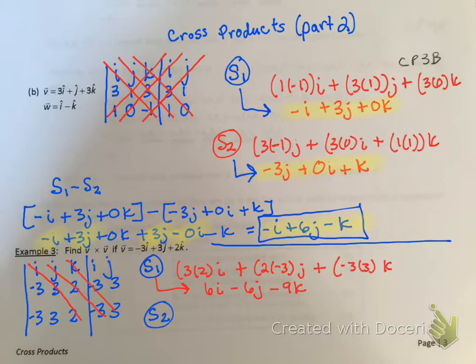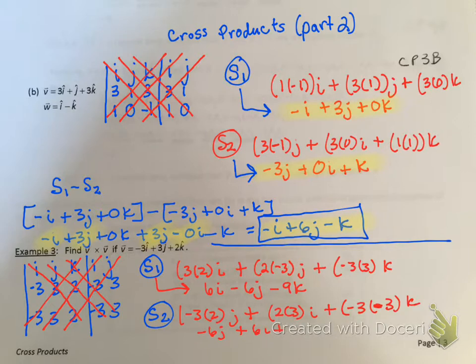Sum 2, remember we're working right to left. So I do j first. So this is negative 3 times 2j plus I is 2 times 3 plus k is 3 times negative 3. So I get negative 6j plus 6i plus 9k.